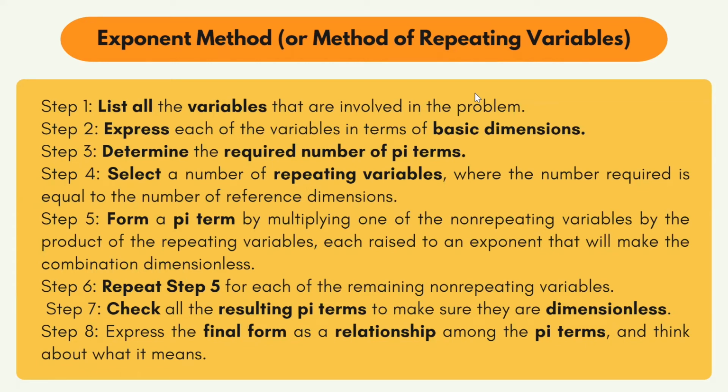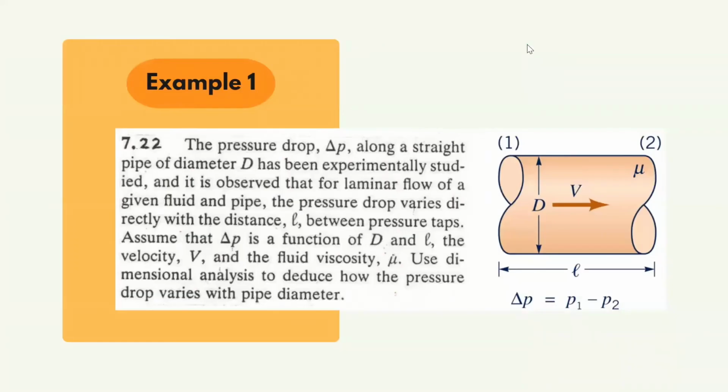Step 6, repeat step 5. Step 7, check all the resulting pi terms to make sure they are dimensionless. And the last step, express the final form as a relationship among the pi terms and think about what it means. So here is the example.